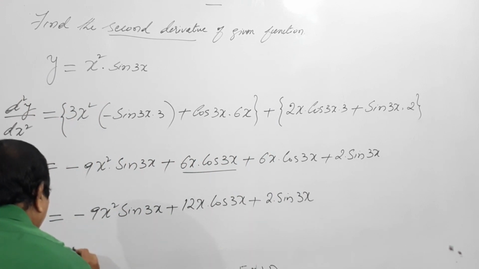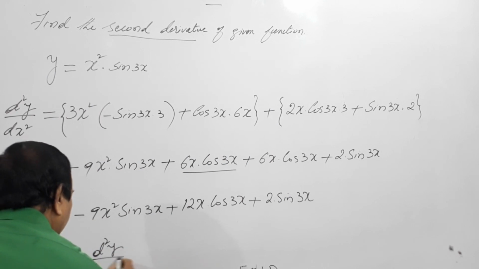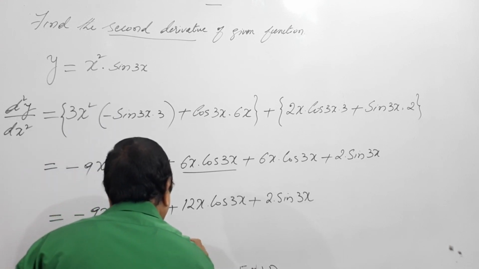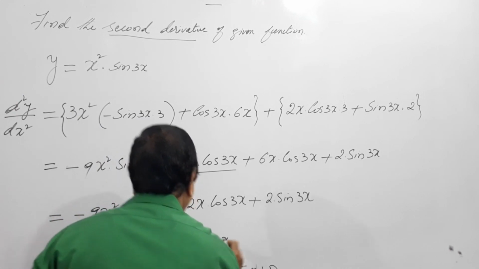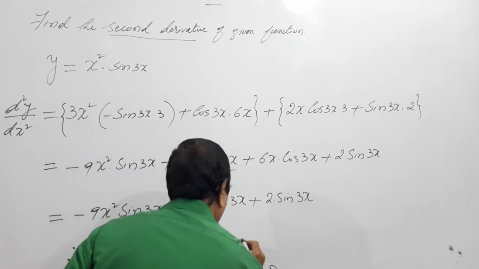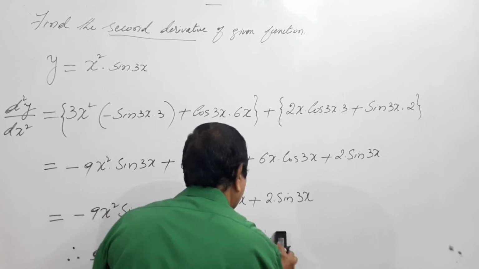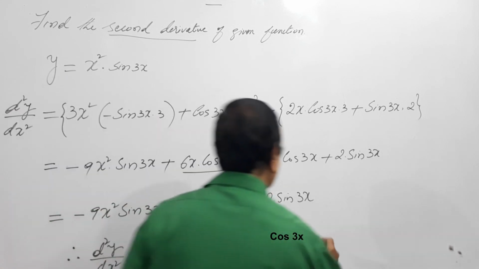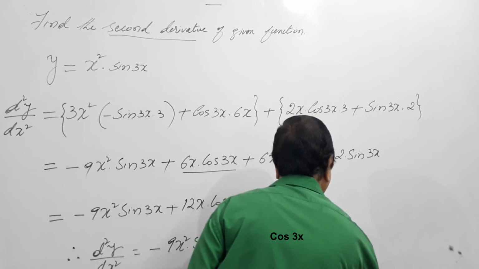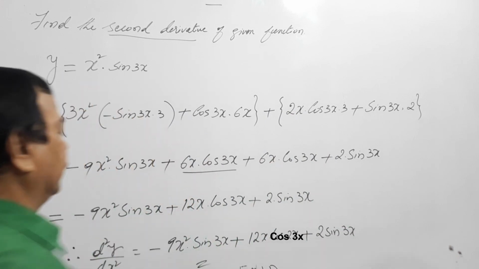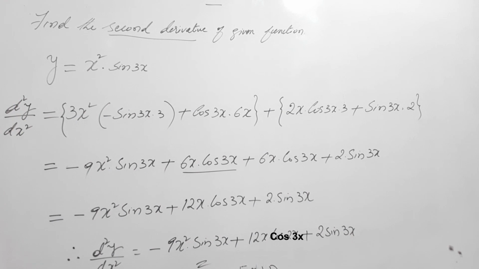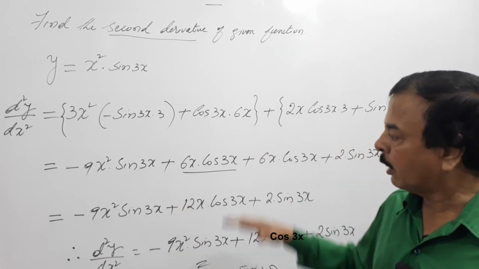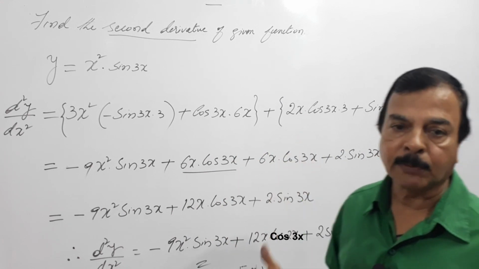What is this? This is nothing but, therefore d square y by dx square equals to minus 9x square sin 3x plus 12x into cos 3x plus 2 sin 3x. This is the final answer. So I had told you differentiation is very simple and very easy, provided you know the formula and how to differentiate it. So I have been teaching you step by step, try to learn it. So we will go for the next problem.